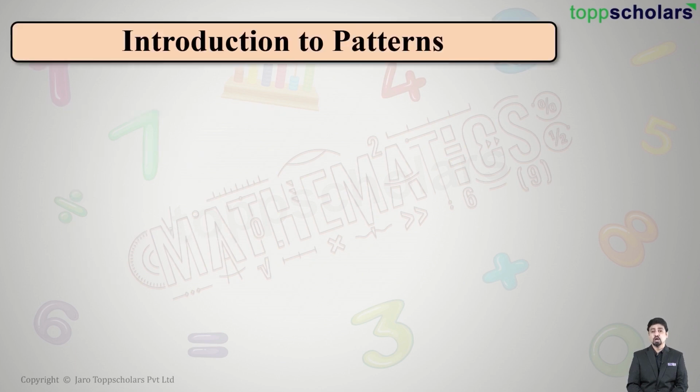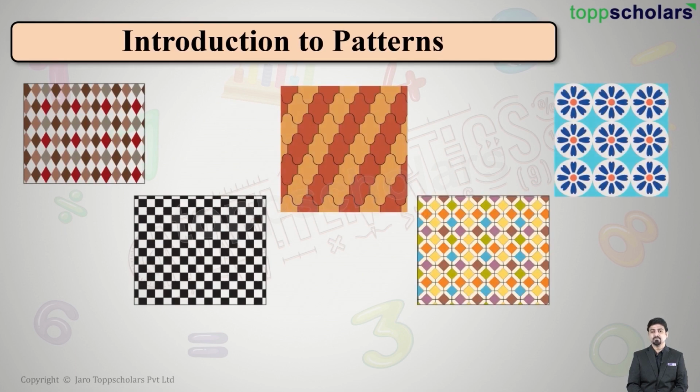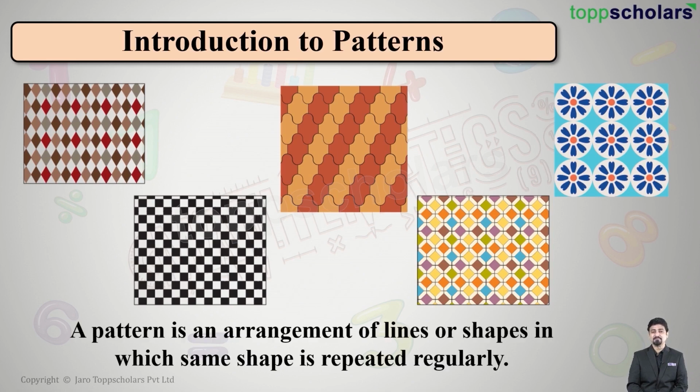Let's begin. Look at these images. What do we see here? They are some patterns. Something is repeated, don't you think so, in each pattern? So, what do we mean by the word pattern? A pattern is an arrangement of lines or shapes in which a same shape is repeated regularly. So, something is repeated that is required to make a pattern.